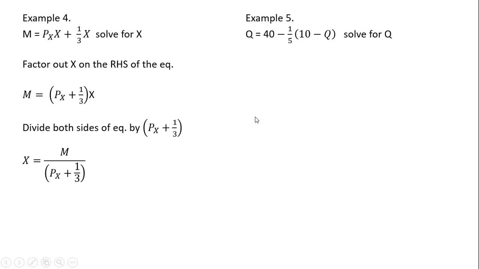Example 5. Q equals, well, this mess. We want to solve for Q. So the first thing I want to do is simplify the right-hand side. So I'm not going to do anything with the 40 at first, but minus 1/5 times 10 is just minus 10/5 or minus 2. And then minus 1/5 multiplied by minus q is going to be a positive, in this case positive q divided by 5, or positive q/5. 40 minus 2 is 38.